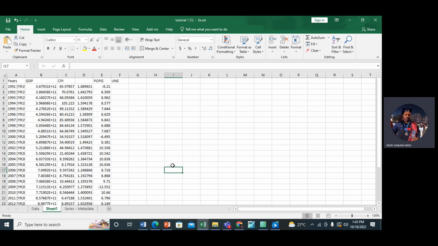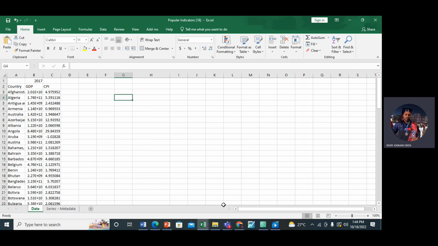Why time series? Because you see, we have many years, and it's just one country, Turkey. Of course, we have the variables, GDP, CPI, population growth, unemployment, whatever. So that's time series data. And I also have here another data set I downloaded, cross-sectional data.